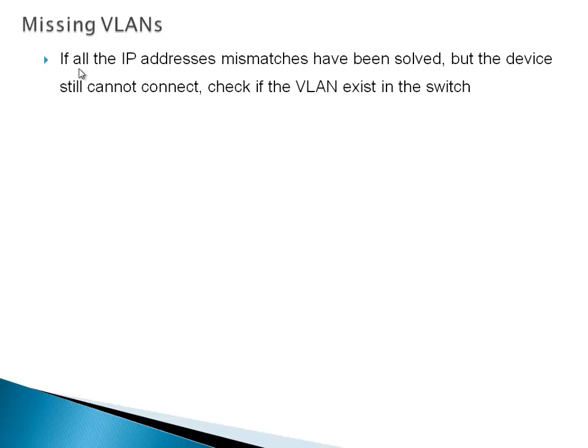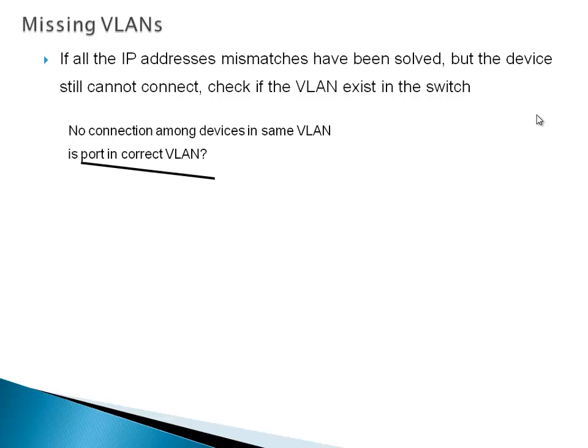If missing VLANs and all IP address mismatches have been solved, so you should have no problem with the subnetting, everything is done, but the devices still cannot connect or communicate with each other on the same VLAN, make sure that you check if the VLAN exists in the switch. So, no connection among devices in the same VLAN.